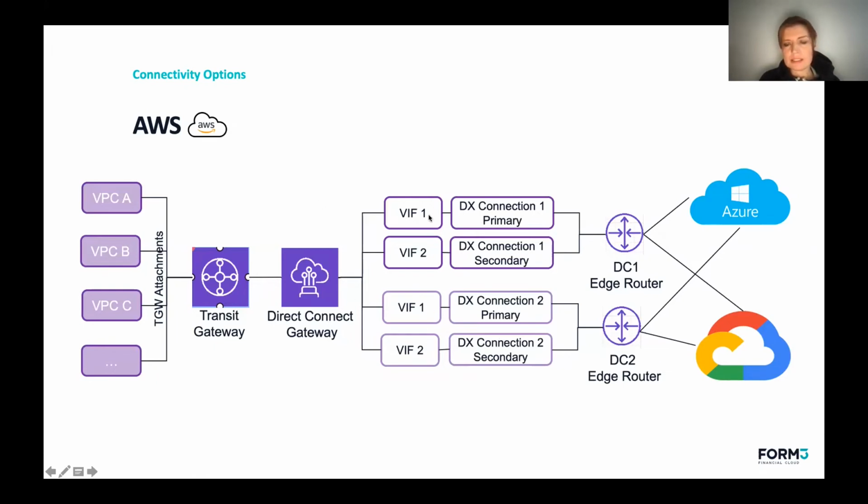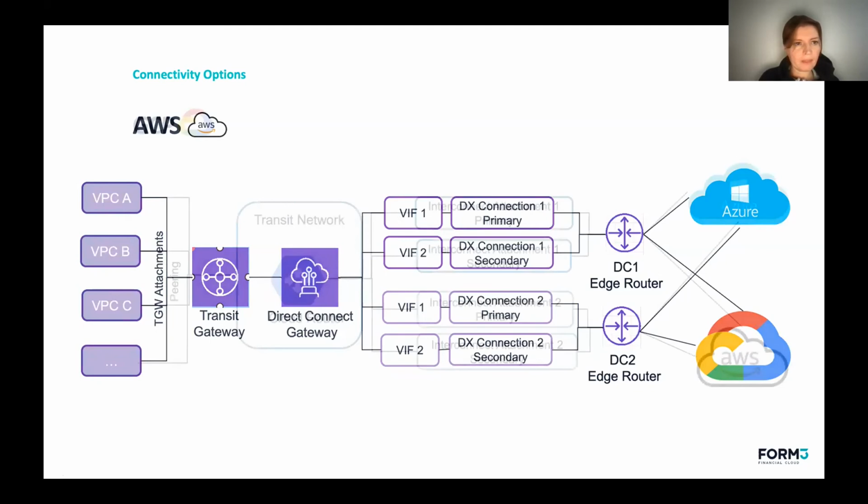In AWS, those connections are configured on virtual interfaces. So we have 4 virtual interfaces. Those virtual interfaces are connected to Direct Connect Gateway, which is attached to Transit Gateway. And our virtual private clouds, our VPCs, each of them is attached as a Transit Gateway attachment to the specific Transit Gateway.